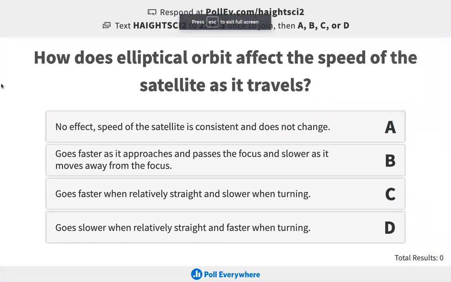Question is, how does elliptical orbit affect the speed of the satellite as it travels? Option A, there's no effect. Speed of the satellite is consistent and does not change throughout the elliptical orbit. B, it goes faster as it approaches and passes the focus, which would be like the Earth or the sun, and slower as it moves away from the focus. C, it goes faster when relatively straight and slower when turning. Or D, the opposite, goes slower when relatively straight and faster when it's turning around.